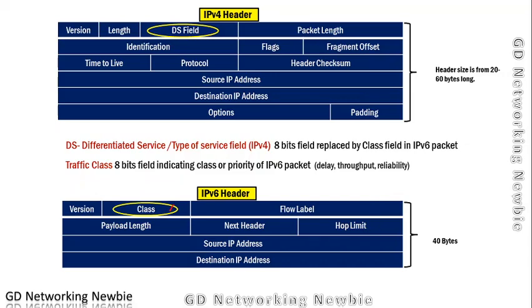So for example, from source to destination we are sending some packets, but some of the packets are really important, so we can set a higher priority for those packets. The priority can be like delay, throughput, or reliability. In this way we can set the priority, like these are our VIP packets. Just treat them as a king. So we can set some priority for our packets in this field.